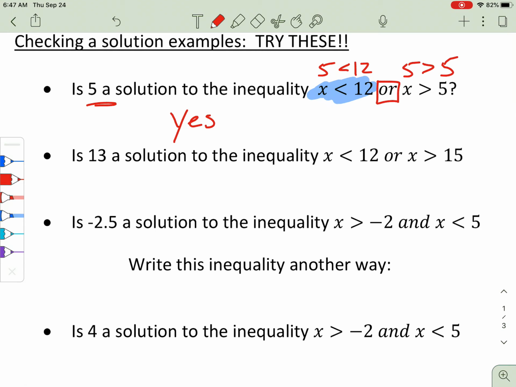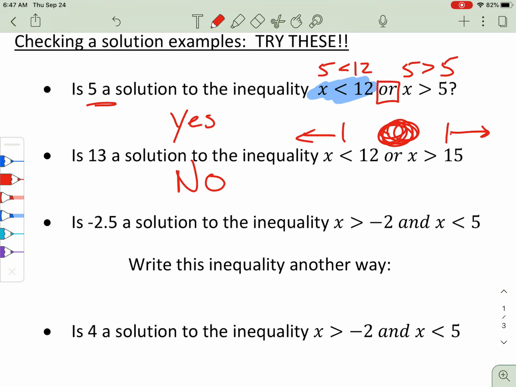All right, is 13 a solution to the inequality x is less than 12 or x is greater than 15? So 12, 15. X is greater than 15 would go this way, x is less than 12 would go this way. 13 is somewhere here in the middle, right? So that's a no.